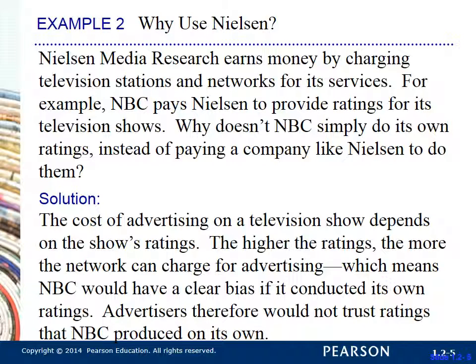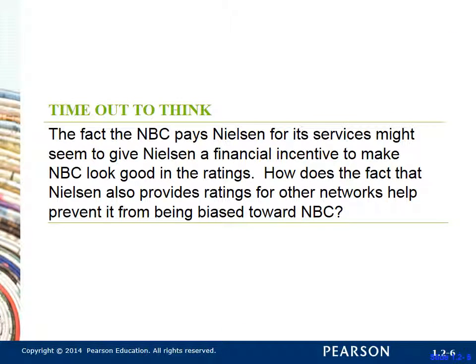So instead, you find an objective third party, in this case Nielsen, but that third party also has to use good sampling techniques to get a representative sample. So there are several things involved in this idea of getting a sample. So here, time out to think. The fact that NBC pays for its services might seem to give Nielsen a financial incentive to make it look good. So how does the fact that Nielsen also provides ratings for other networks help prevent it from being biased towards NBC? That's something to think about, and something we might talk about on a forum discussion.